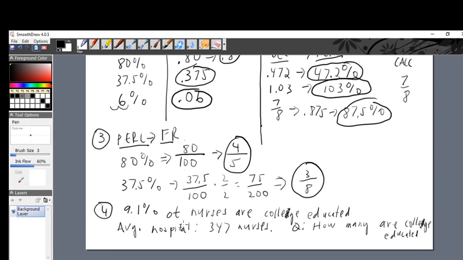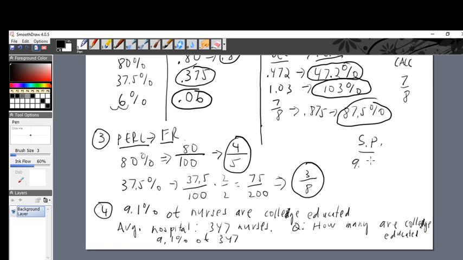Okay, so now that's 9.1% of nurses are college educated. So what this turns into is we need 9.1% of 347. That's what we need to figure out. Now, of translates into multiplication, but we can't use percent. We have to change it into decimal. Here's my scrap paper.